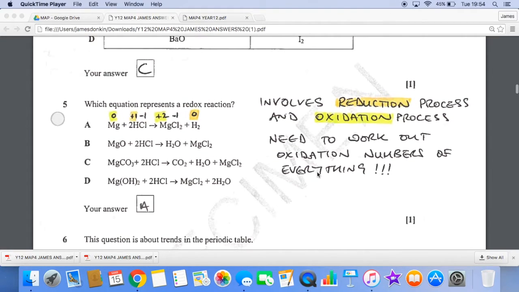Which equation represents a redox reaction? Redox involves reduction and oxidation processes, so we need to work out the oxidation numbers of everything. They've been quite nice here because the first example is actually the redox reaction. 0 oxidation number for magnesium at the start, going to +2, so there's your oxidation process. The hydrogen is in +1 oxidation state in HCl, and it drops to 0. So there's your reduction process. So we've got both processes, and therefore this is redox. So we didn't need to look at those.